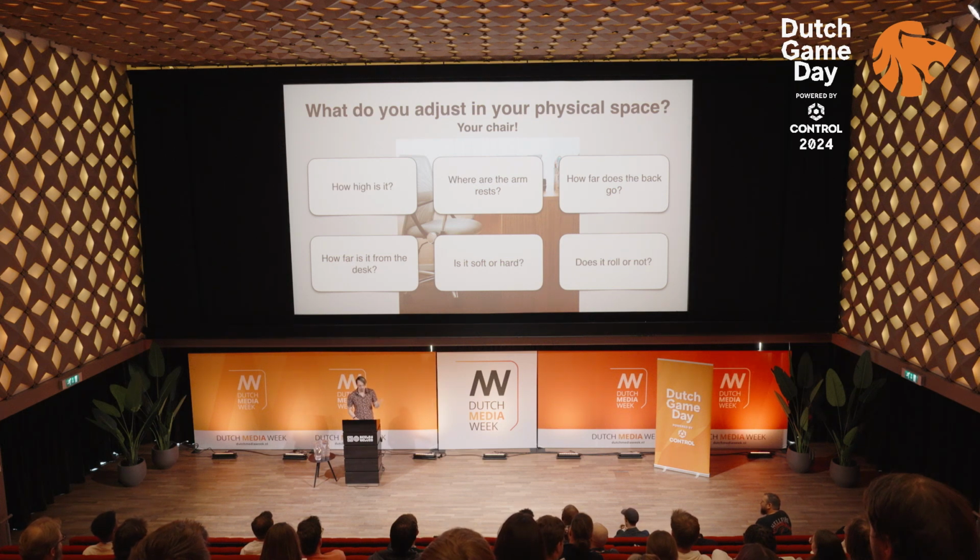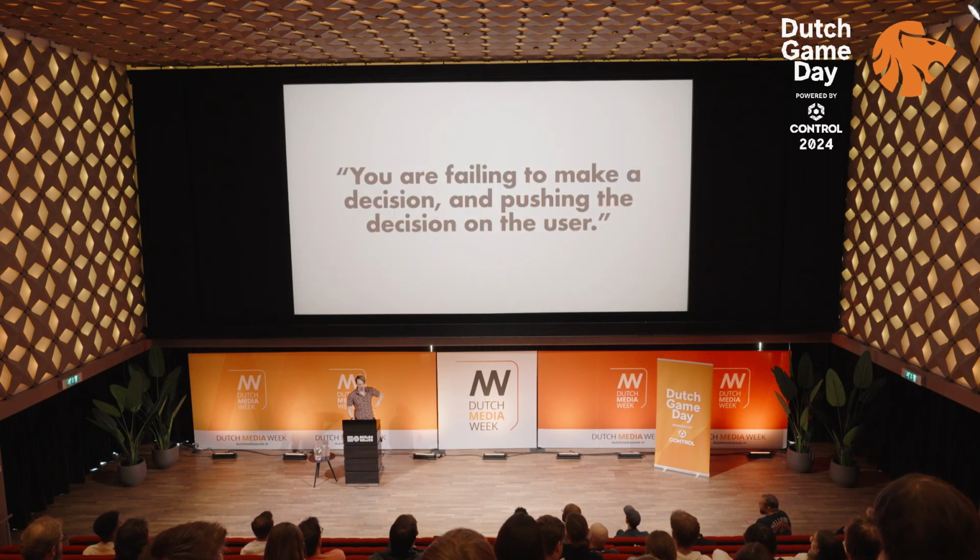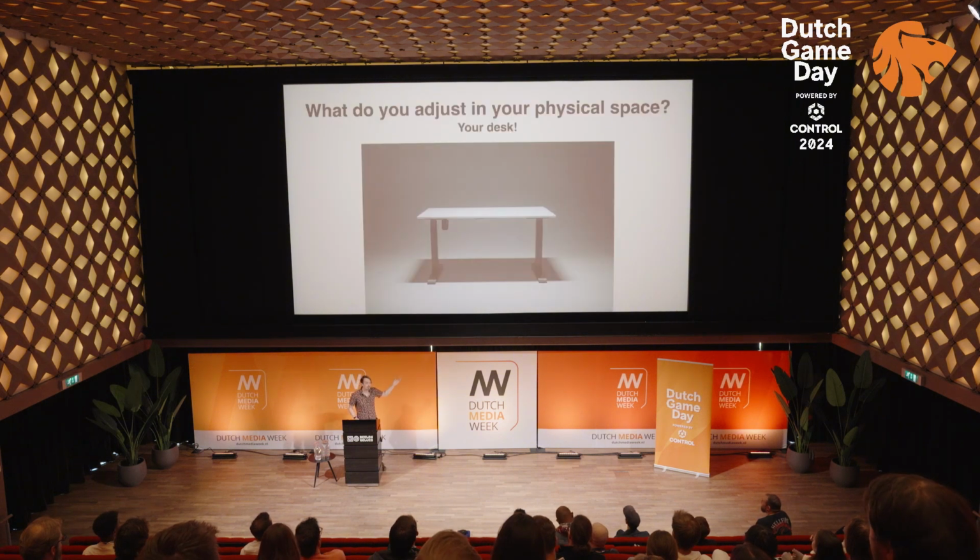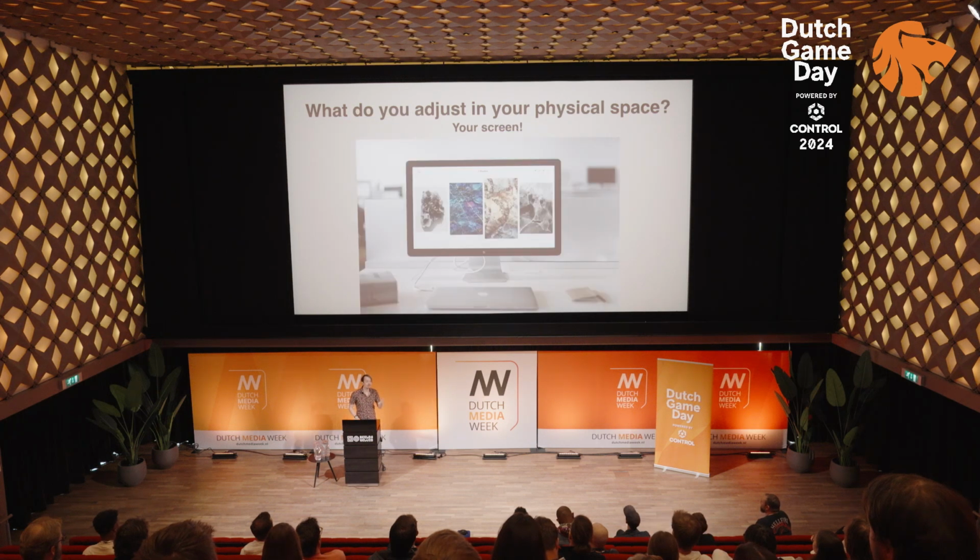So it's really important to still do that. If someone gets one of those chairs, would you really say, oh, you're failing to make a decision and pushing the decision on the user? No, that chair is adjustable. That's a good thing. So what else do you adjust? Of course, your desk. How high is it? You've got electric ones now. It's wonderful. What else? Your screen. How bright is it? Do you have it in landscape or horizontal? How does that work for you? What is comfortable for you to have?